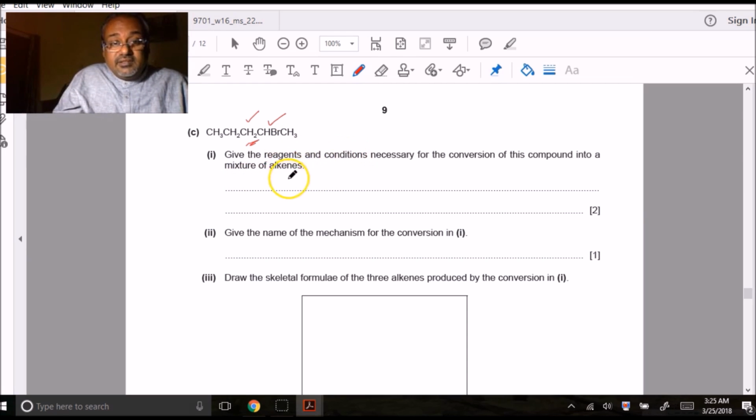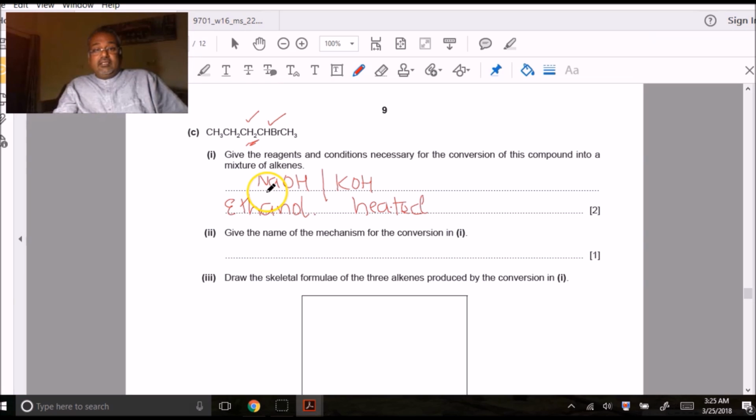So what reagent and conditions? Now to get this halogen and the hydrogen out, the name of the reaction is elimination, and to do that my reagent is usually sodium hydroxide or potassium hydroxide, but they must be dissolved in ethanol. So they are dissolved in ethanol and heated. So that's basically how I'm going to get the hydrogen and the halogen out. So hydrogen goes from there, Br goes from there, I should get the double bond there.